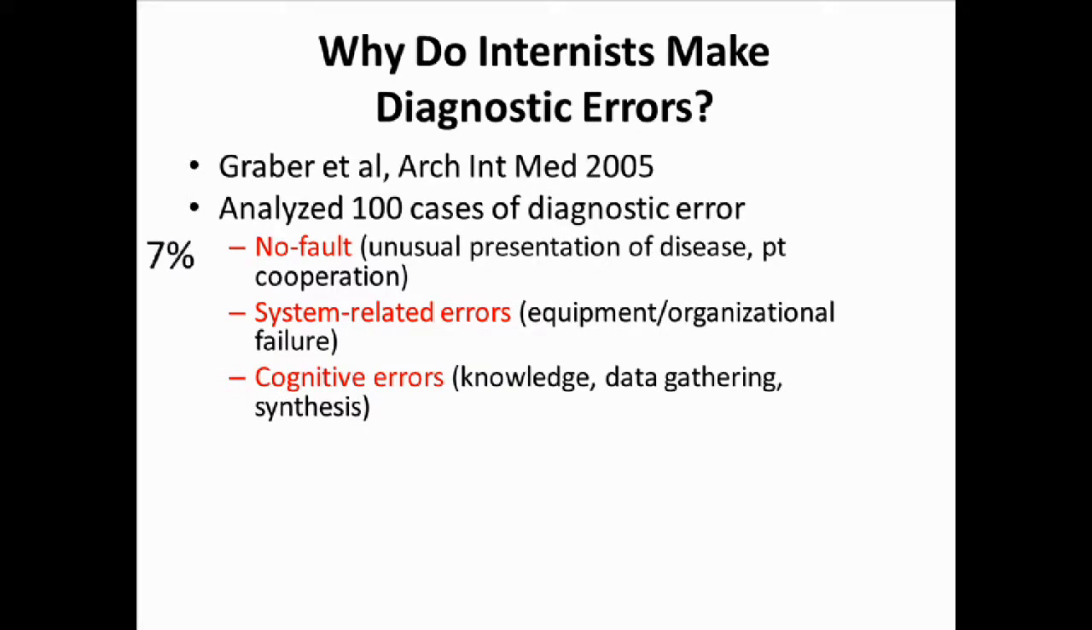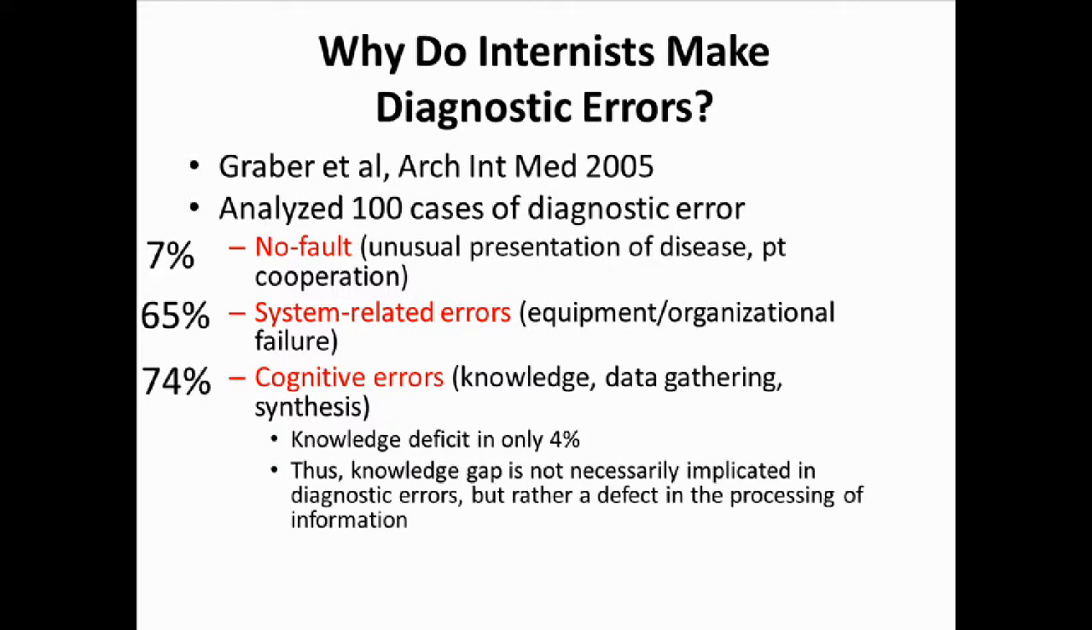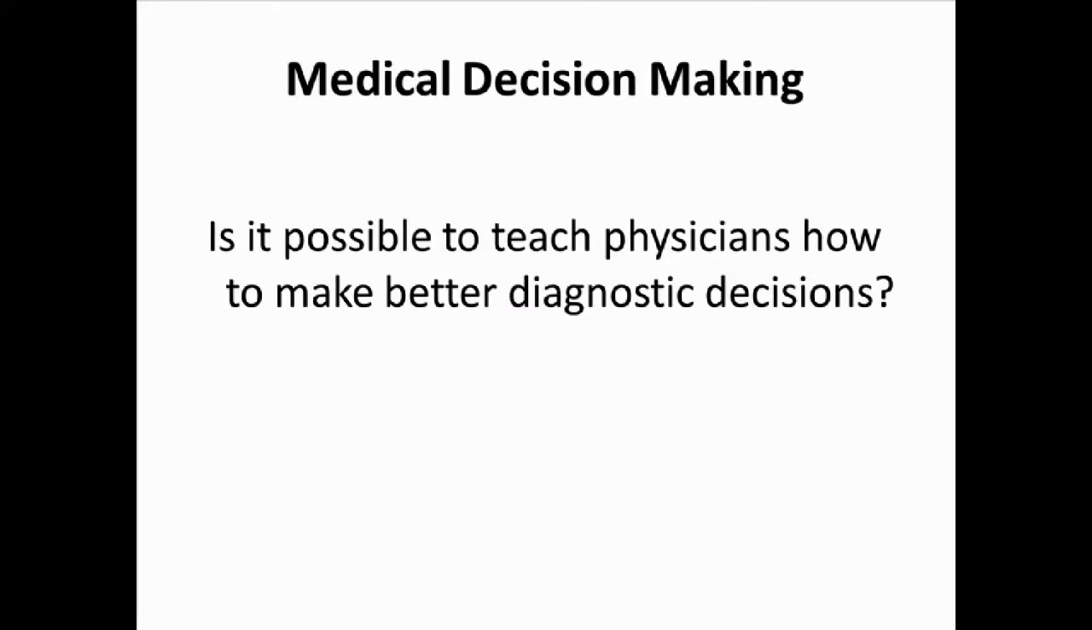And when you look at the percentages, no fault was 7%, system errors were 65%, and the cognitive errors were clearly the highest. So in 74 cases out of those 100, we could attribute the error to a cognitive mistake. And the shocking thing was that a knowledge deficit was only present in 4% of them. So we had all of the knowledge to figure out the case. We just synthesized it inappropriately. Thus, the knowledge gap is not necessarily implicated in errors, but rather a defect in the processing.